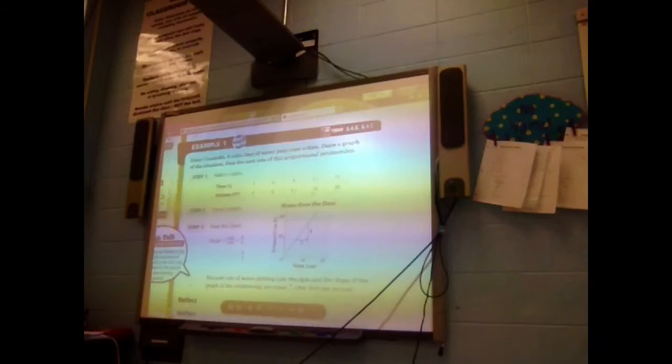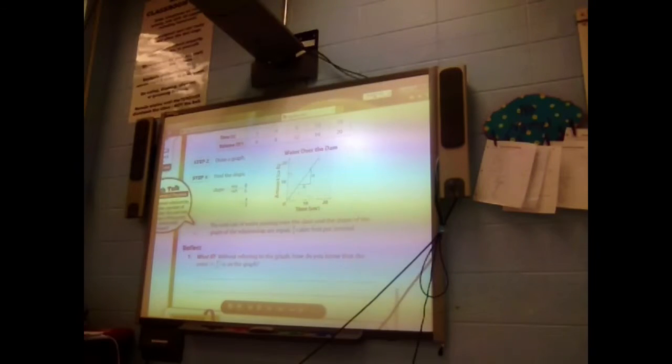So we have a graph drawn for us, and here's our slope. It rose 8, and it ran 6. When that simplified, it's 4/3. They chose just 2 points to look at that. So the unit rate of water passing over the dam, and the slope, is 4/3 of a cubic foot per second. So that slope becomes our unit rate because it gives us per 1 second.